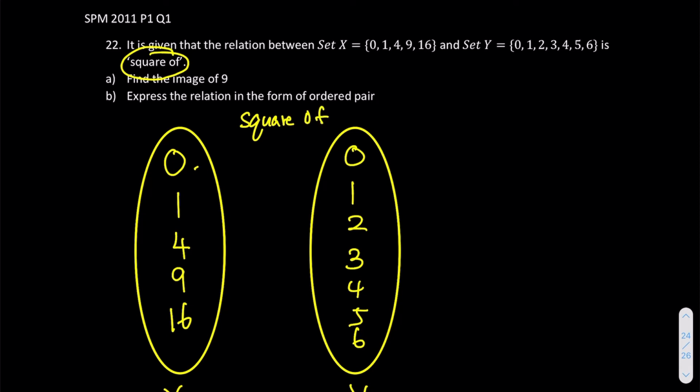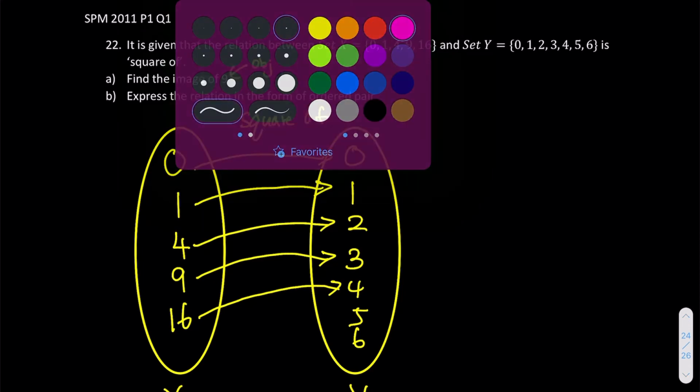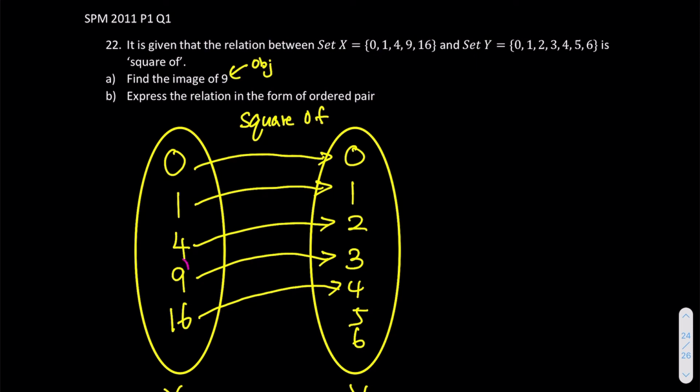So we know 0 is the square of 0, 1 is the square of 1, 4 is the square of 2, 9 is the square of 3, 16 is the square of 4. But 5 and 6 have no partner. So after that, they say find the image of 9. Remember, if they say find the image, it means 9 is the object. So the object is usually in the domain. We see 9 is linked to 3, so we say that the answer is 3.